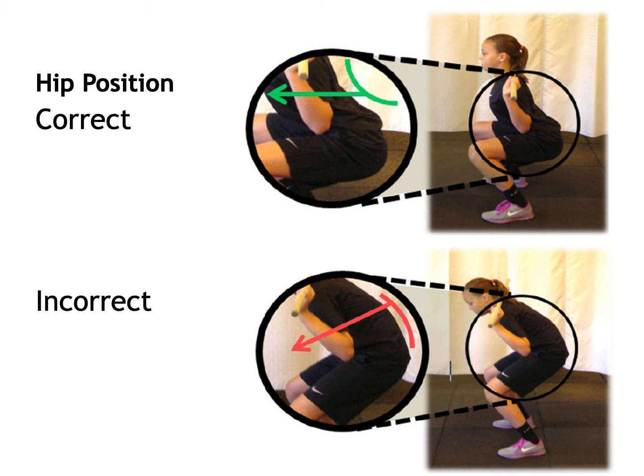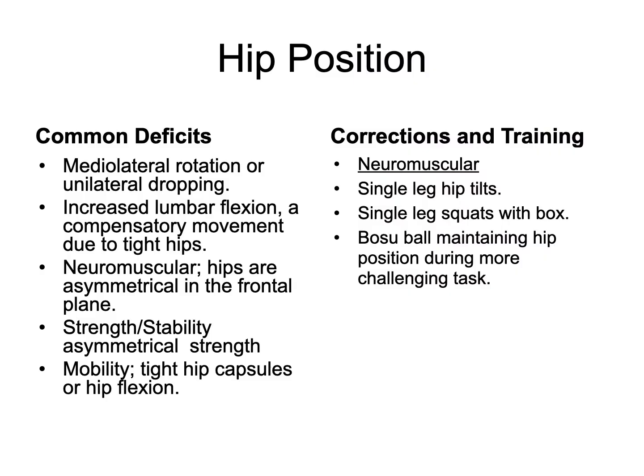With your hip position, again, you're mainly looking at this from the side. And as mentioned previously, you need that extension in your lumbar spine so your hips can get into the optimal position. With your hip position, common deficits would look like mediolateral rotation or unilateral drop-in on one side, increased lumbar flexion, and that might be a compensatory movement due to tight hips even.